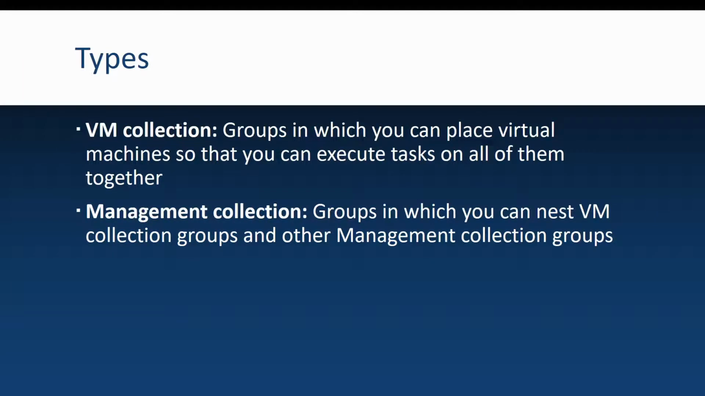As far as types go, there are two. The first type of group is the VM collection, and in these groups you can place virtual machines so that you can execute tasks on all of them at the same time. The second type is the management collection, and these are groups in which you can place other VM groups, both VM collection and management collection groups.